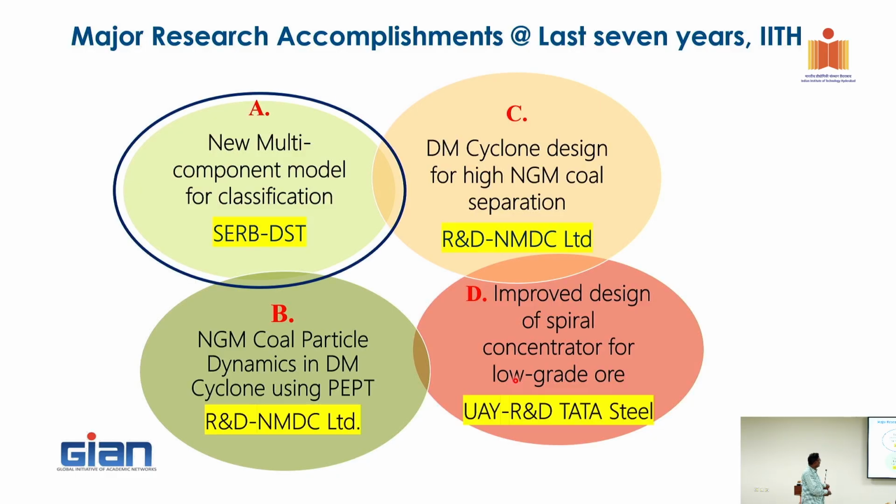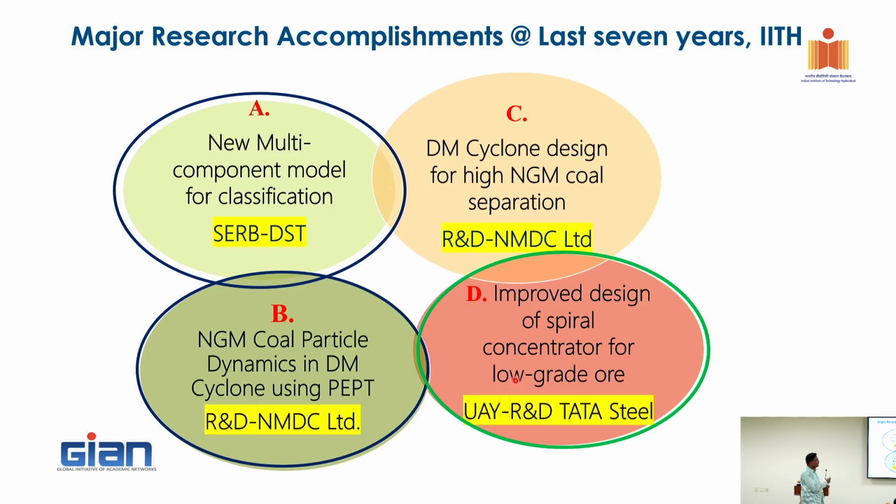The third part is the spiral concentrator, which you can use for intermediate size particles, or to some extent if high density particles are there, then you can use it down to 300 to 50 microns or even below. These are the three I will be focusing on, and we will see how we can understand the separation mechanism, thereby maximizing the separation between valuable and invaluable materials.